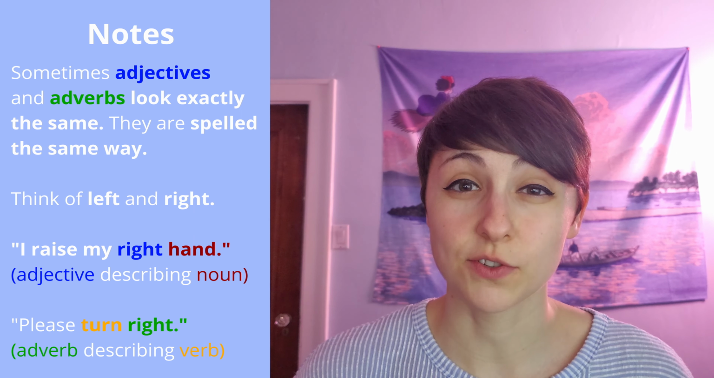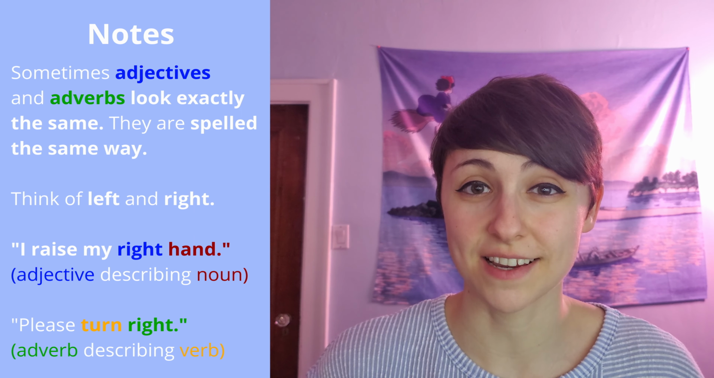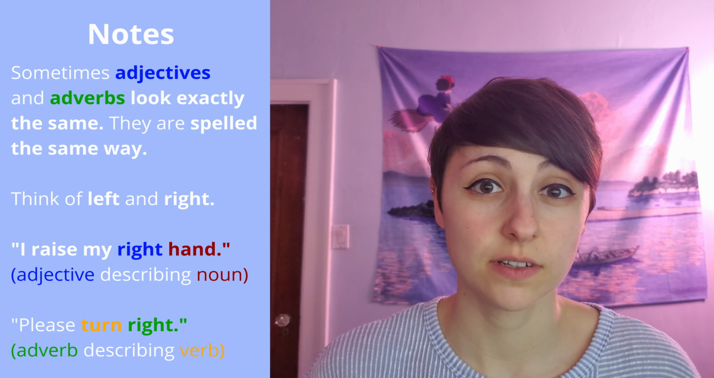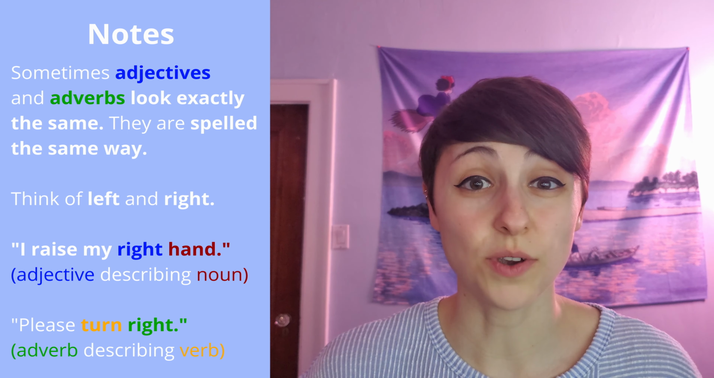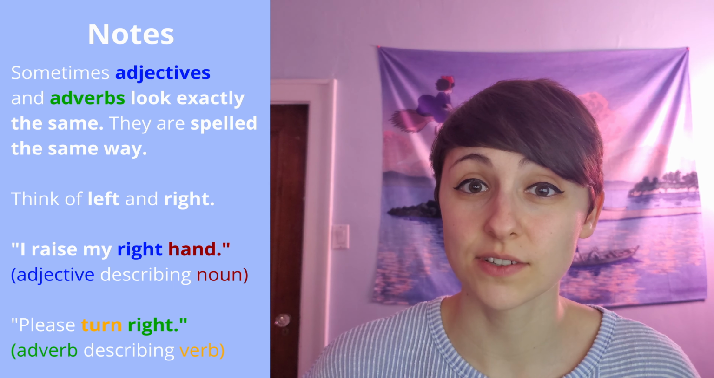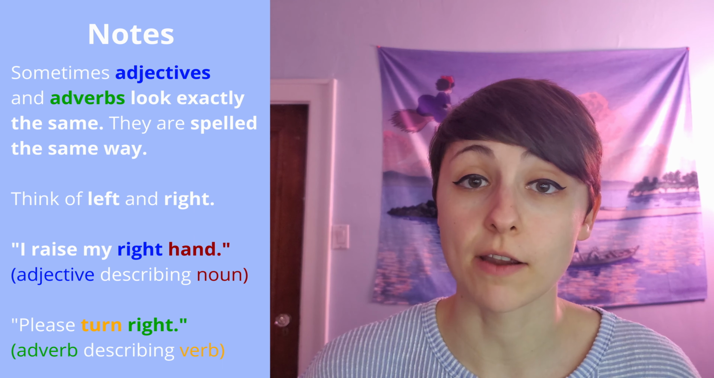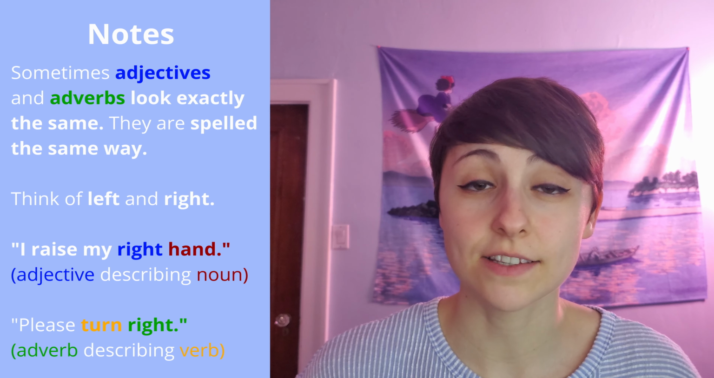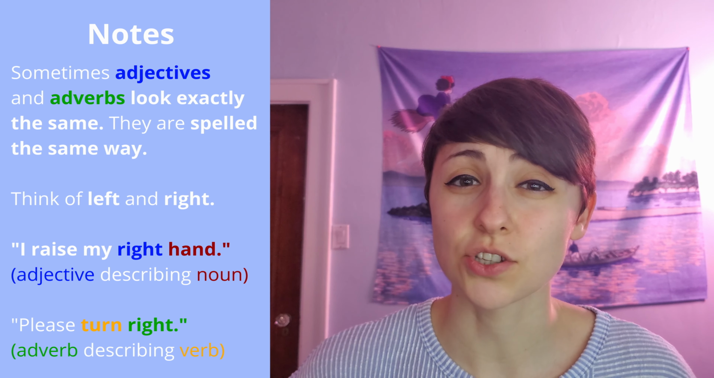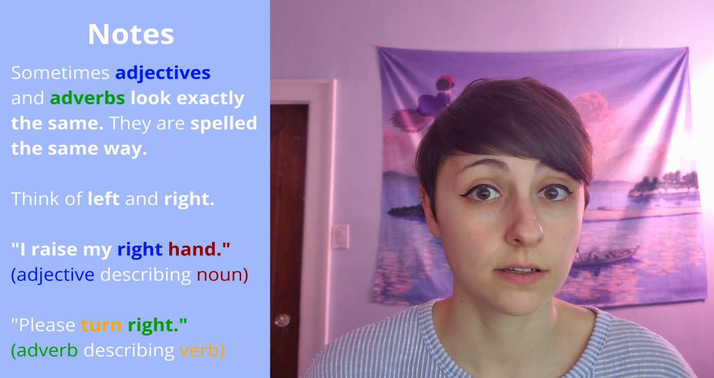I mentioned before that sometimes adjectives can become adverbs by adding ly to the end. But this is not always the case. Sometimes adverbs and adjectives look exactly the same. For example, think of the words left and right. You can use these as adjectives or adverbs. You could say, I raise my right hand. And in this case, right is an adjective describing the noun hand.